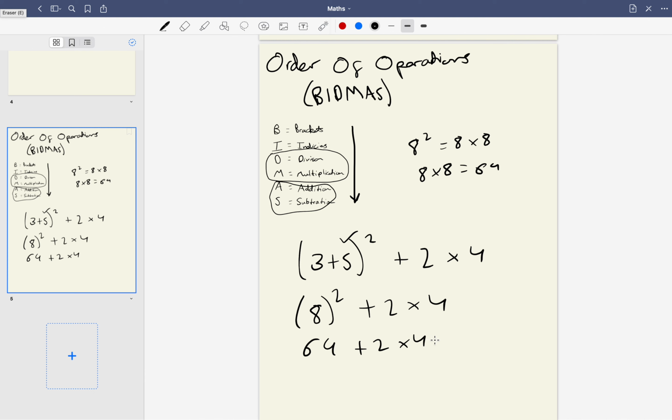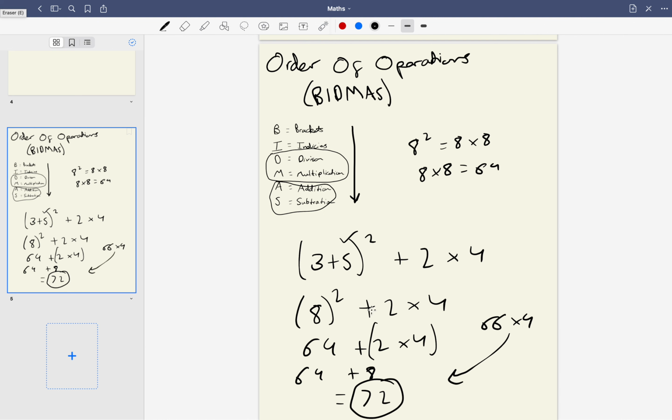If you were just working left to right normally, you'd get this answer very wrong, because you'd do 64 add 2 times by 4, but that would be wrong. You have to do the 2 times the 4 and add it on to 64. So 2 times 4, you can draw brackets around it if you want to make it easier for you, but just know that you've got to do the multiplication first before the addition. So 2 times 4 is 8, so you've got 64 add 8, so your answer is going to be 72. That's how you get that answer. If you did add 2 and then times by 4, you'd have 66 times 4, which would give you a very different answer than 72. So there's your example of how BIDMAS works.